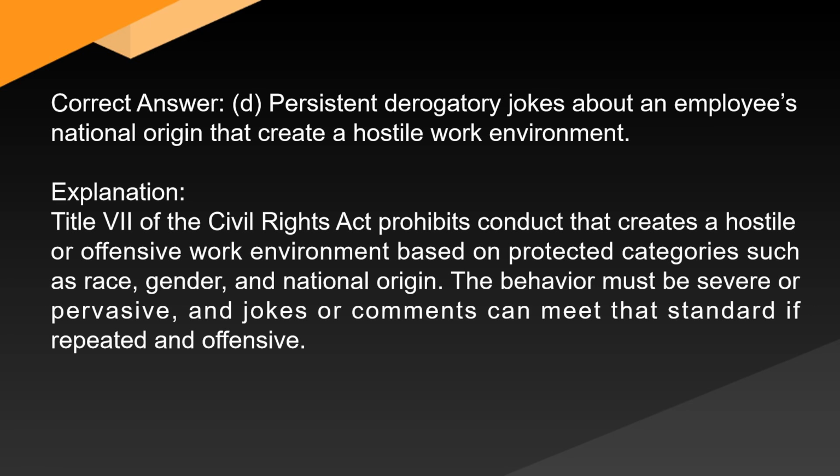Correct answer. D. Persistent derogatory jokes about an employee's national origin that create a hostile work environment. Explanation. Title VII of the Civil Rights Act prohibits conduct that creates a hostile or offensive work environment based on protected categories such as race, gender, and national origin. The behavior must be severe or pervasive, and jokes or comments can meet that standard if repeated and offensive.